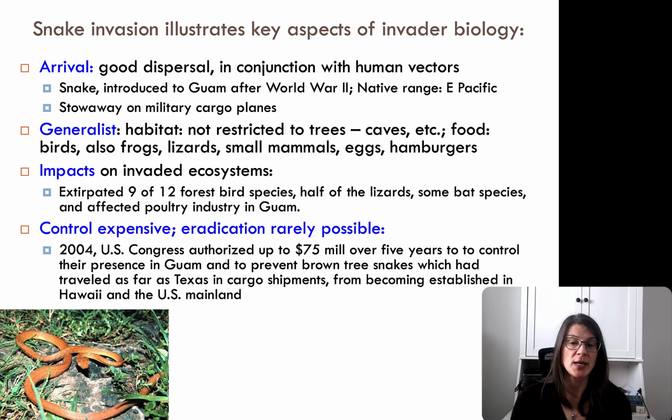And its impacts on invaded systems, well, it's gotten rid of 9 of 12 forest bird species, half the lizards, some bat species, and a little bit of the poultry industry, having economic impacts on food supply. Control is expensive, and it's important to say in all invasive species, eradication is rarely possible. Nevertheless, in order just to keep this thing at bay, about 75 million over the 5 years from 2004 was used to control its presence.